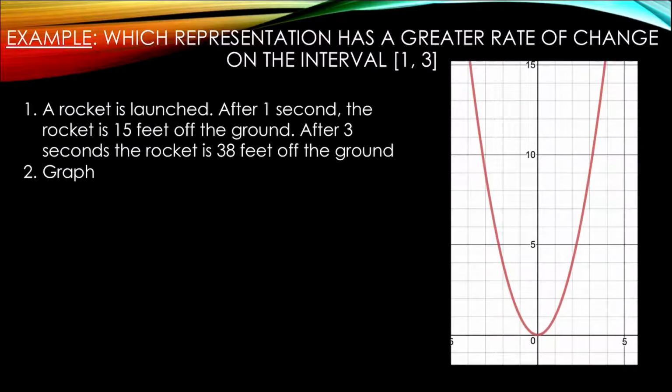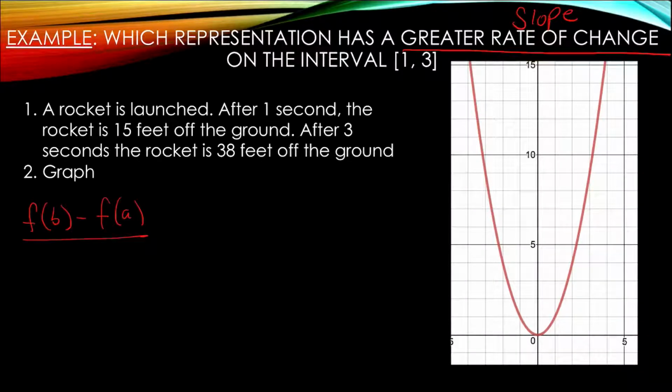Which representation has a greater rate of change on the interval from 1 to 3? Oh, greater rate of change. We've talked about that. So remember, that's just a fancy word for slope. Let's put the equation here. We have f of b minus f of a all divided by b minus a. Or we could think of this as y sub 2 minus y sub 1 all over x sub 2 minus x sub 1. You got to remember that formula.